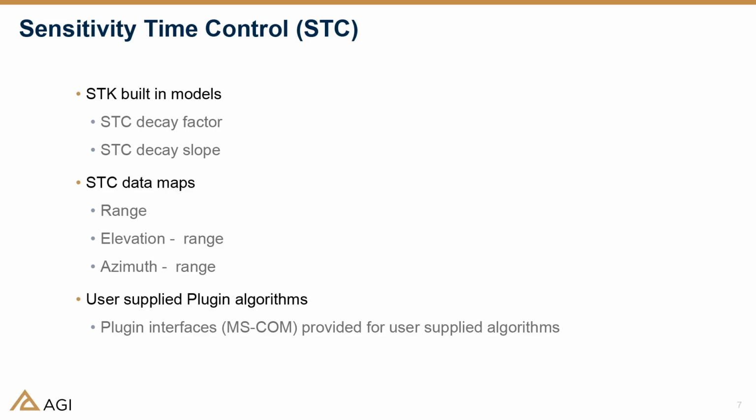With STK, just like I was mentioning for the CFAR algorithms, you can also supply your own algorithms into the sensitivity time control as well. Along with algorithms or plugins that are more programmatically heavy, you can use base scripts. So you see here we have an STC data mapping that includes range, or elevation range, and azimuth range.